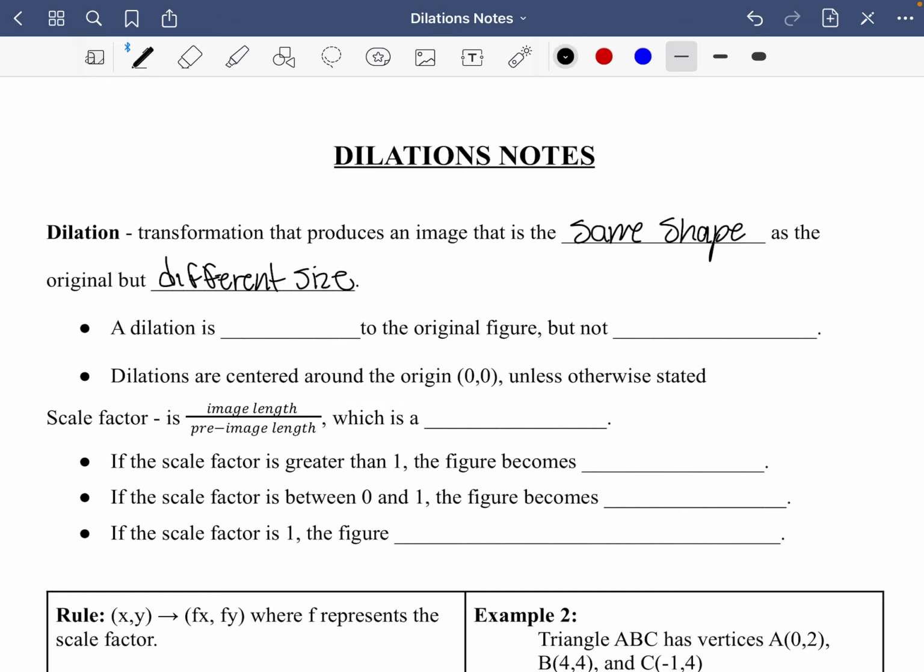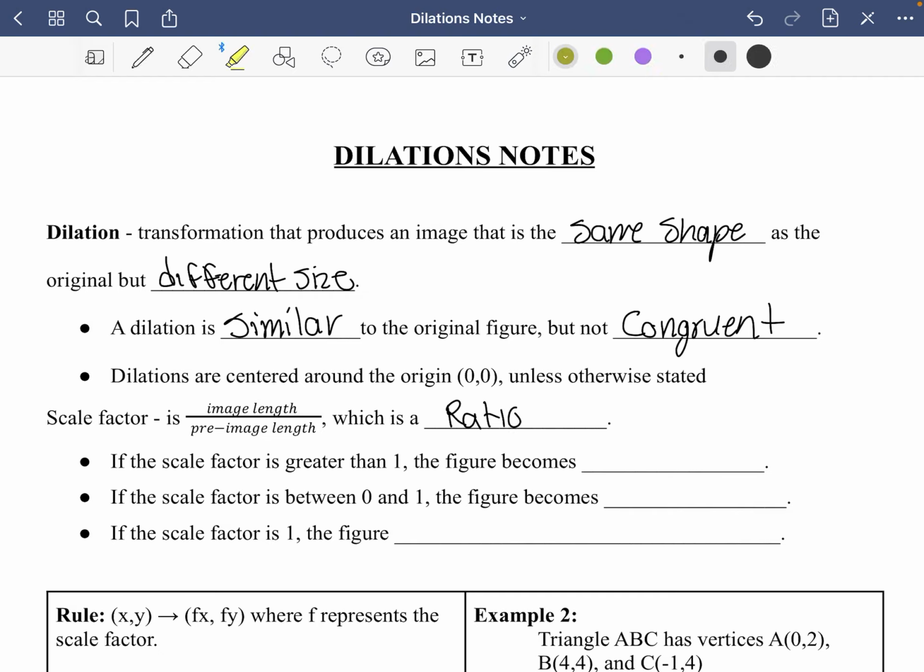A dilation is similar to the original figure but not congruent. Dilations are centered around the origin, which we know is (0, 0), unless otherwise stated. A scale factor is the image length divided by the pre-image length, which is a ratio. So scale factor is very important.